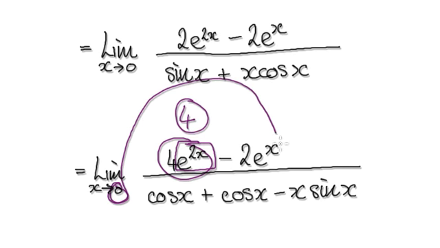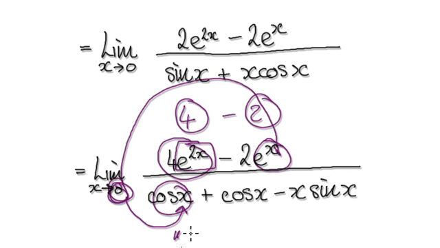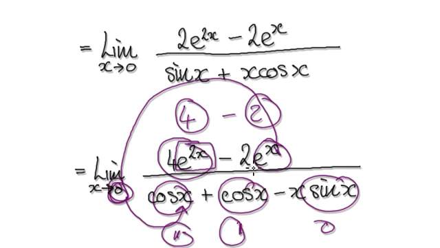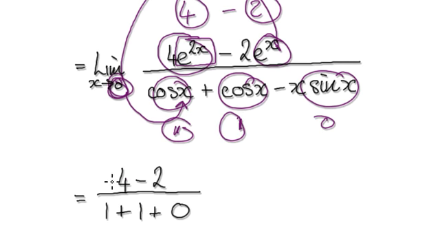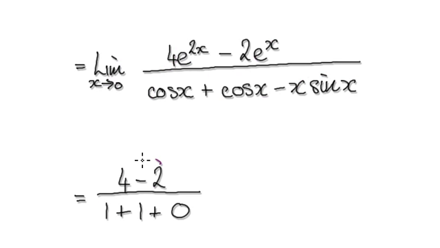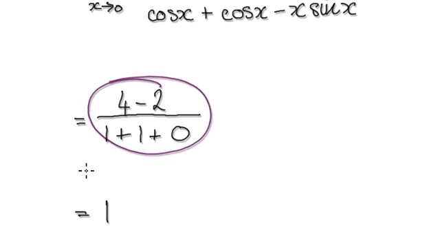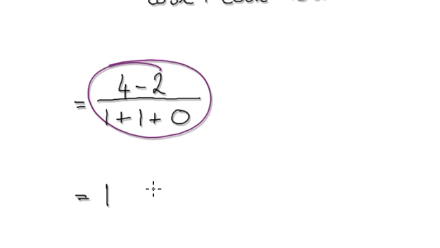As x tends to 0, this thing here will be 1 times 2. So that will be take away 2. And then as x tends to 0, this thing here is going to be 1. This thing here is going to be 1. This thing here is going to be 0. So you've got 4 take away 2, and then 1 plus 1. This whole thing here will be a half. Will be 1. Okay. It would be 1.